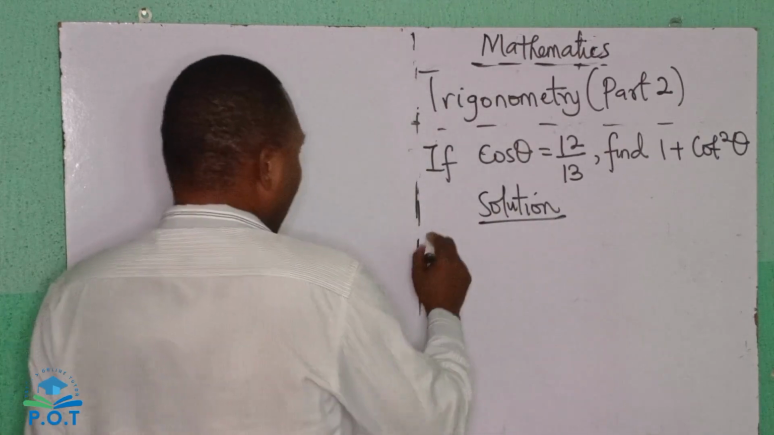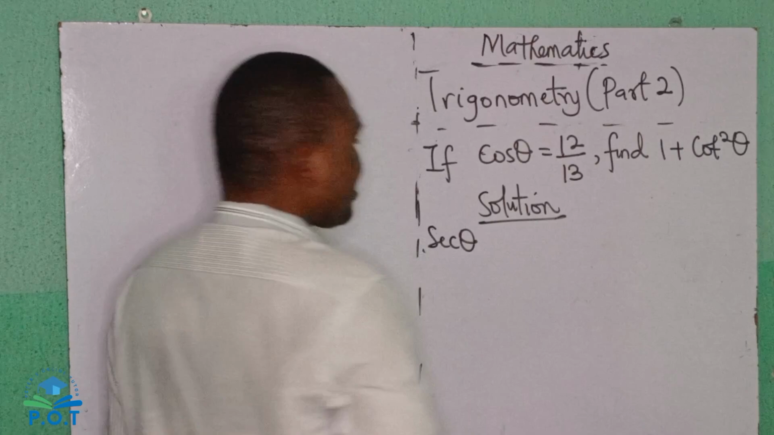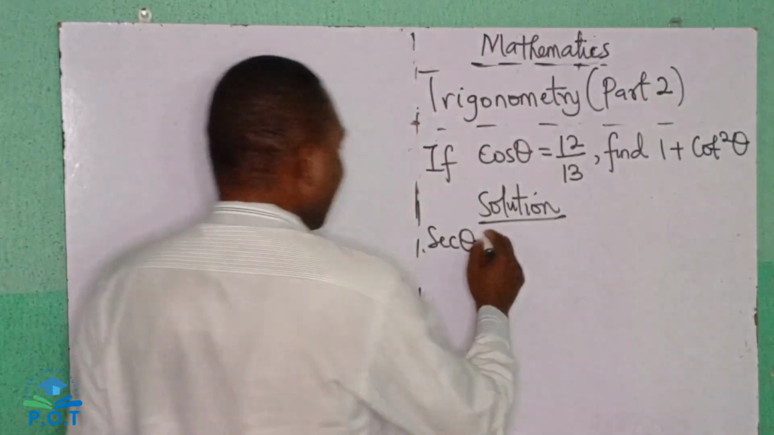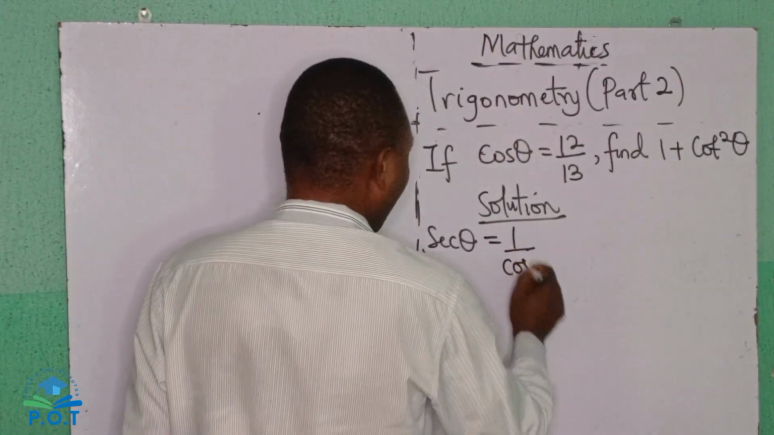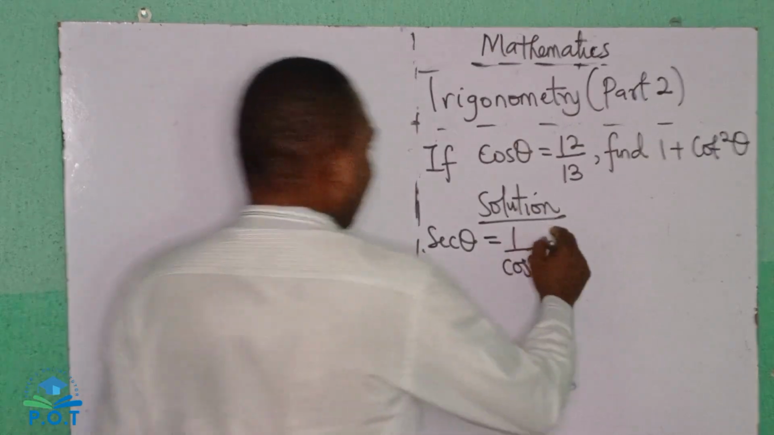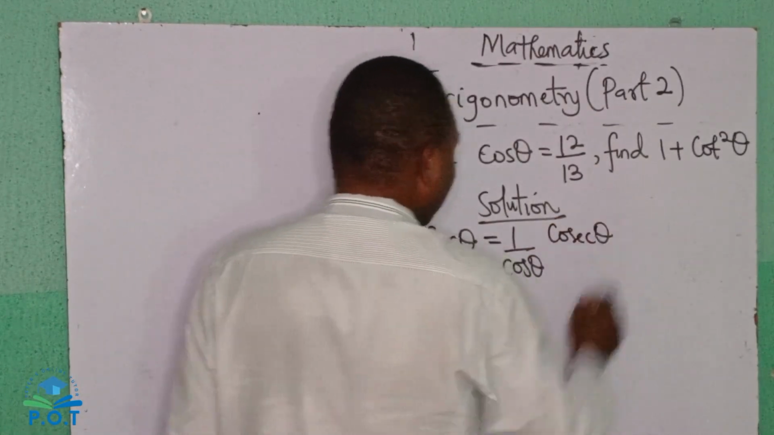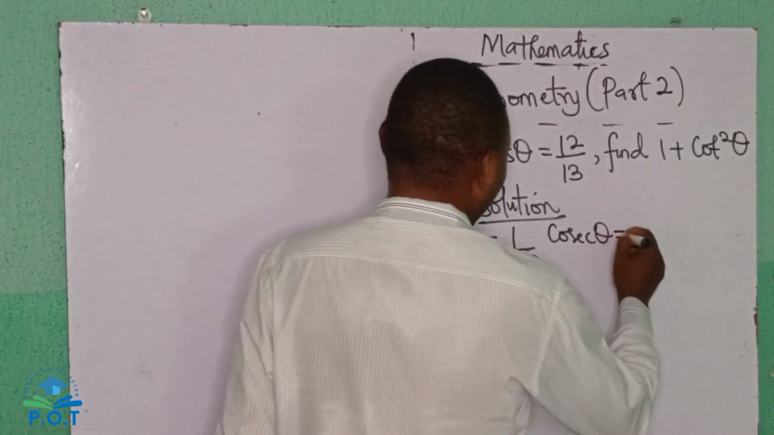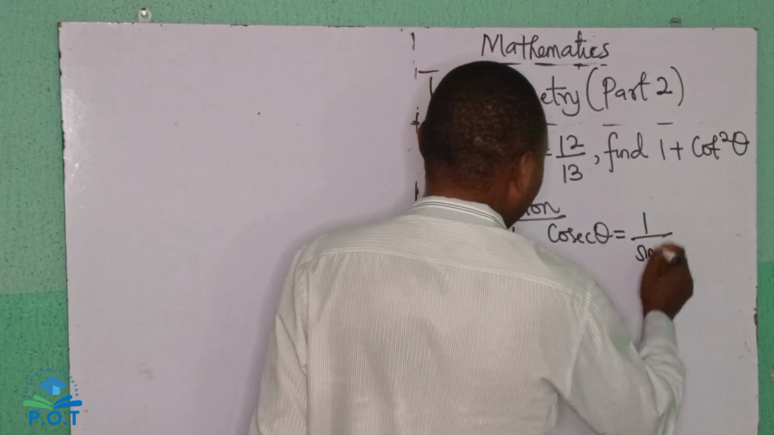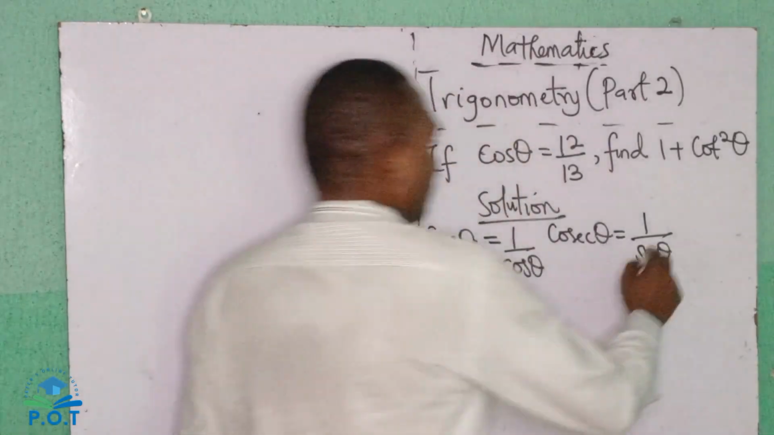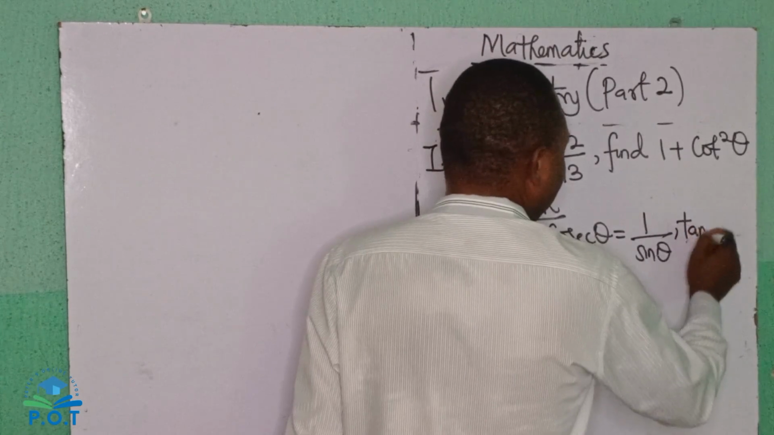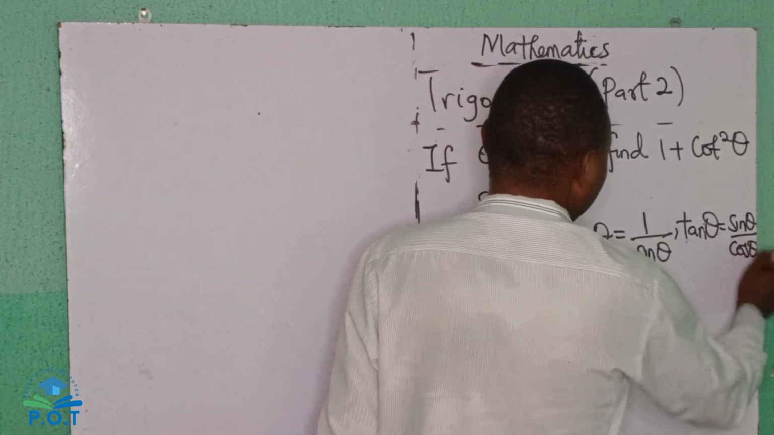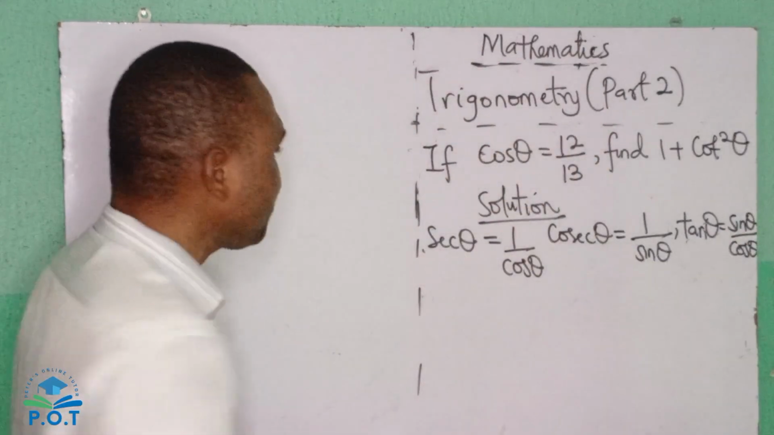Now, sec theta is the same thing as me saying secant theta. So sec theta is equal to 1 over cos theta. Then cosec theta is the same thing as me saying cosecant theta, and is equal to 1 over sine theta. Now, tan theta equals sine theta over cos theta. That's for tan theta.